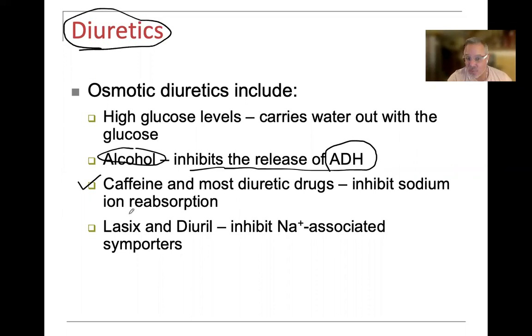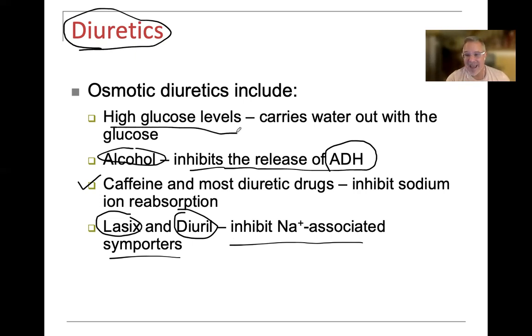Of course, diuretic drugs like Lasix or Diuril, these are loop diuretics. They too inhibit the sodium associated symporters, moving things out together, symporters, not antiporters. And then high glucose levels. If sugar levels are high, your body's going to want to push it out through any means possible. And that's why with diabetes, the 3 Ps are polydipsia, drinking more, polyphagia, eating more, and polyuria, urinating more.